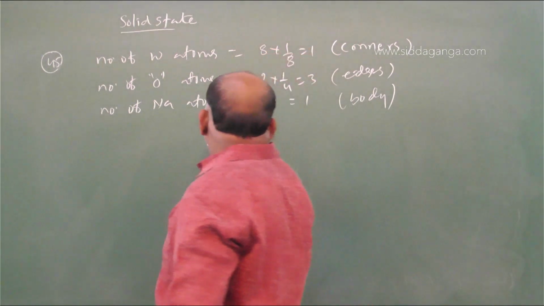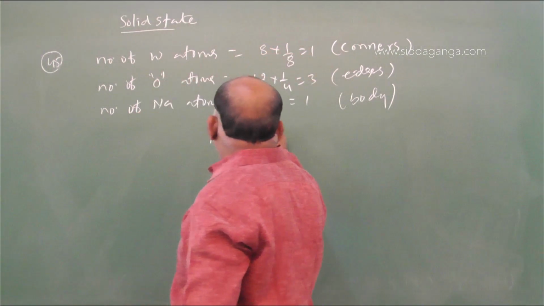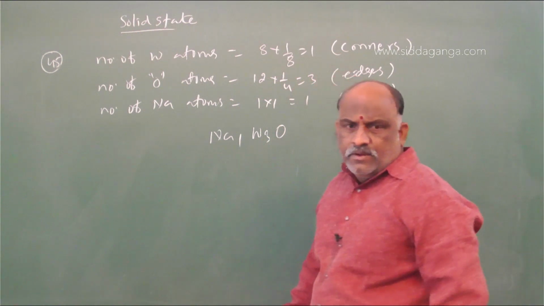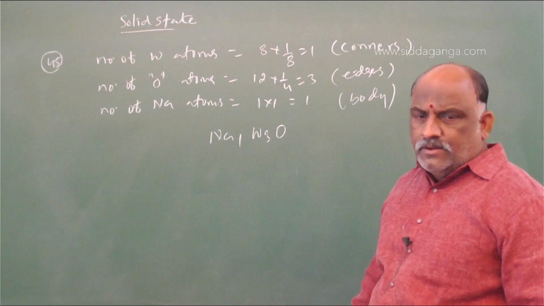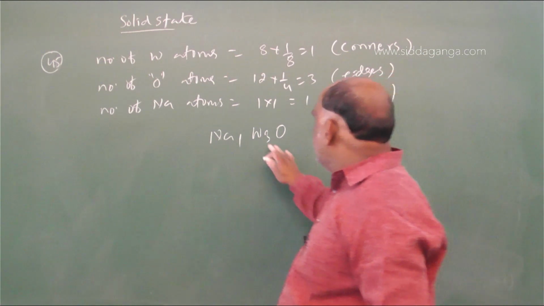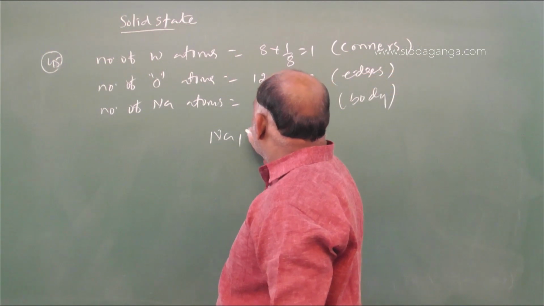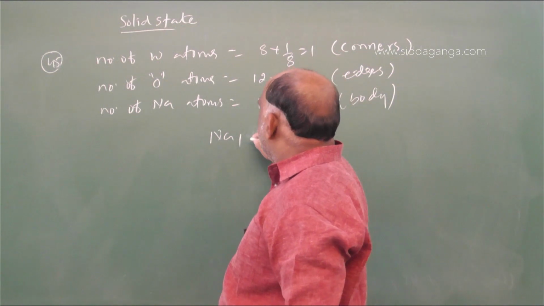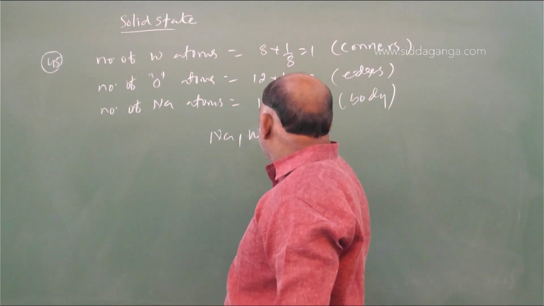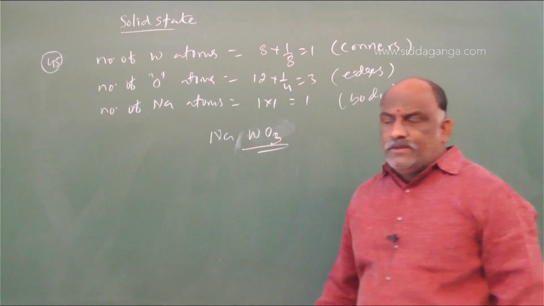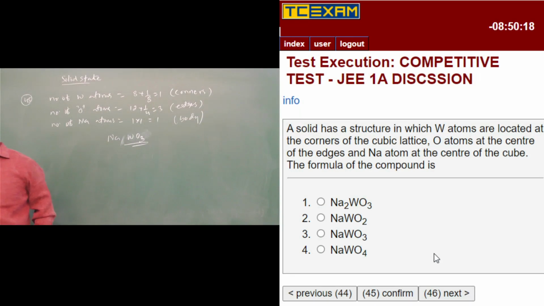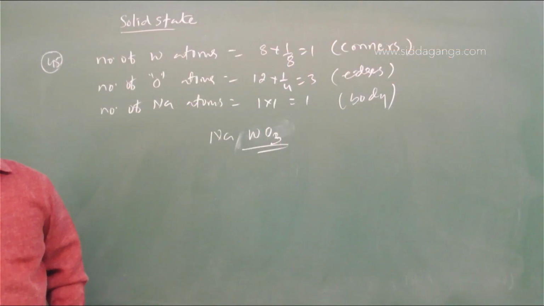So what is the formula? Na1 W3 O, sorry, NaWO3. NaWO3 is the right answer for this, this option. Right. Next, question number 46.